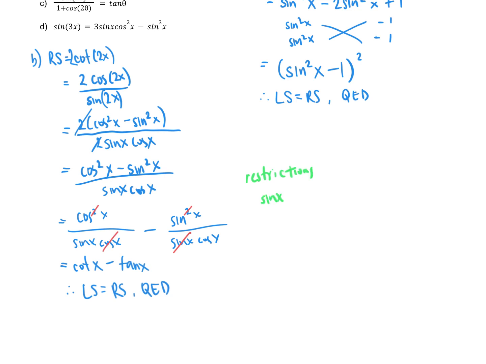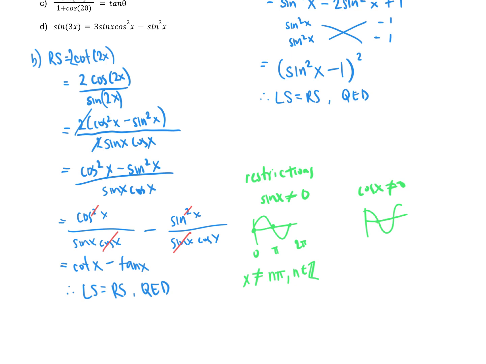We can't have sine x that equals 0 and cos x cannot equal 0. So I'm just going to draw our little base functions here. And when we look at this, when is sine x equal to 0? At 0, at pi, at 2 pi, pretty much every multiple of pi. So x cannot equal n times pi, where n is an integer.